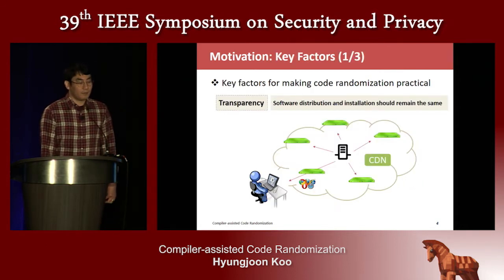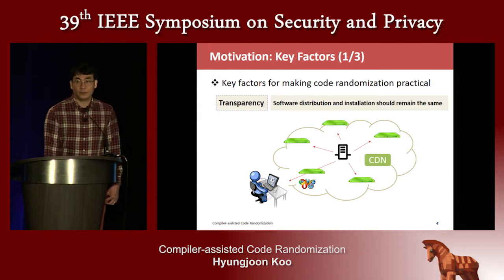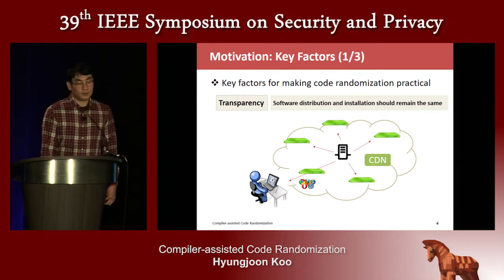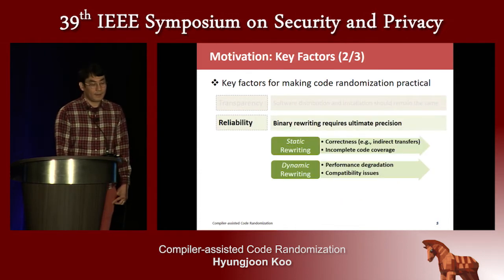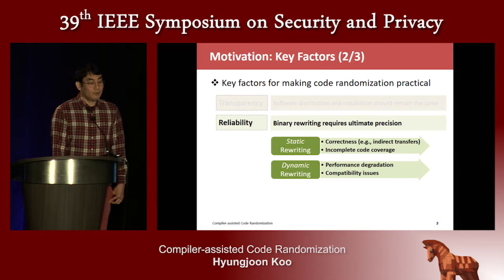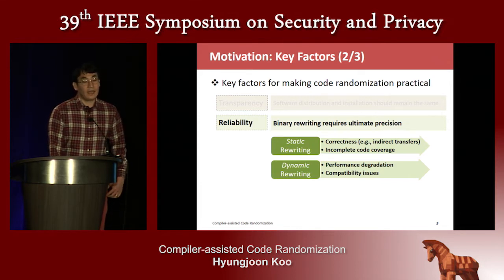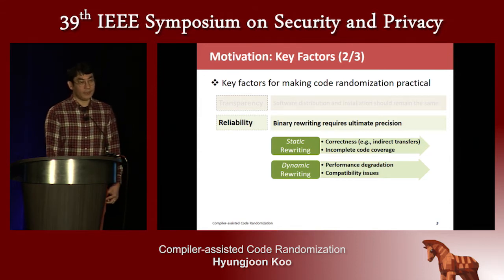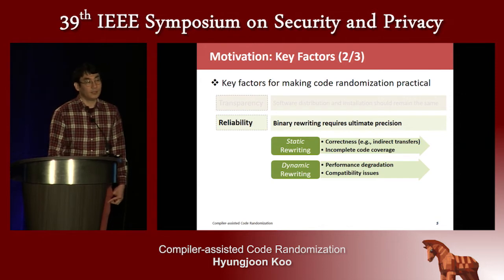We have thoroughly thought about key factors for making code randomization practical. So the first factor is transparency. That is, software distribution and installation should remain the same. And the second key factor is reliability. Binary rewriting requires ultimate precision. It involves a highly destructive process. There are two different techniques for binary rewriting, which are static rewriting and dynamic rewriting. Static rewriting suffers from correctness problems, mostly because of indirect transfers and thus incomplete code coverage. And we have dynamic rewriting, but it also suffers from performance degradation and compatibility issues.